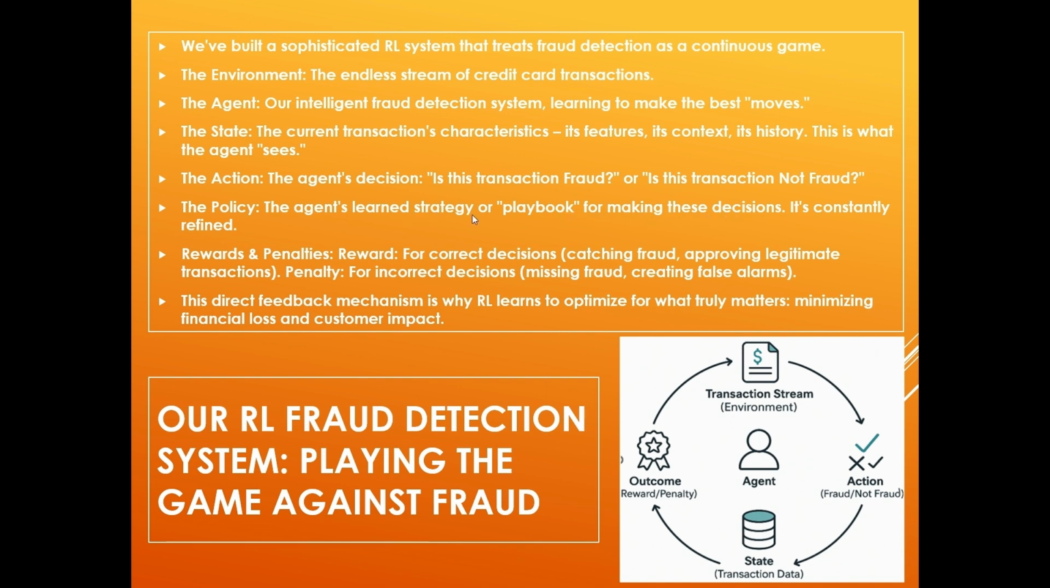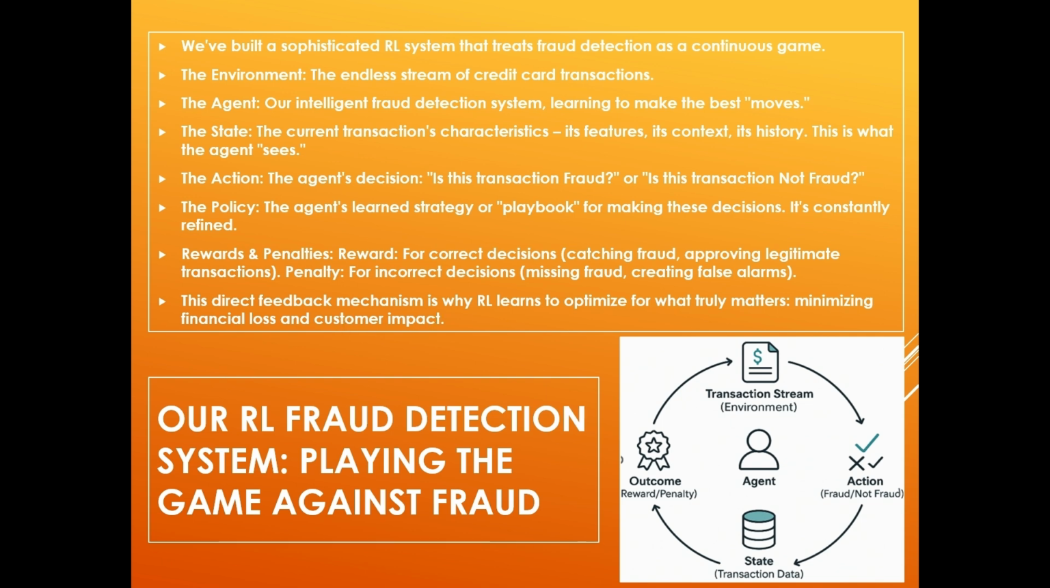I mean, how you are giving rewards to the agent, or giving penalties to the agent. Are you making very high penalties rather than good rewards? Because we cannot miss frauds at any cost. So there are rewards and penalties: for correct decisions, catching fraud and approving legitimate transactions, there is a reward for the agent. And a penalty, as I told you, for incorrect decisions, missing fraud and creating a false alarm. We will penalize the RL agent. So with this direct feedback mechanism, the reinforcement learning agent learns to optimize itself, minimizing financial loss and customer impact.